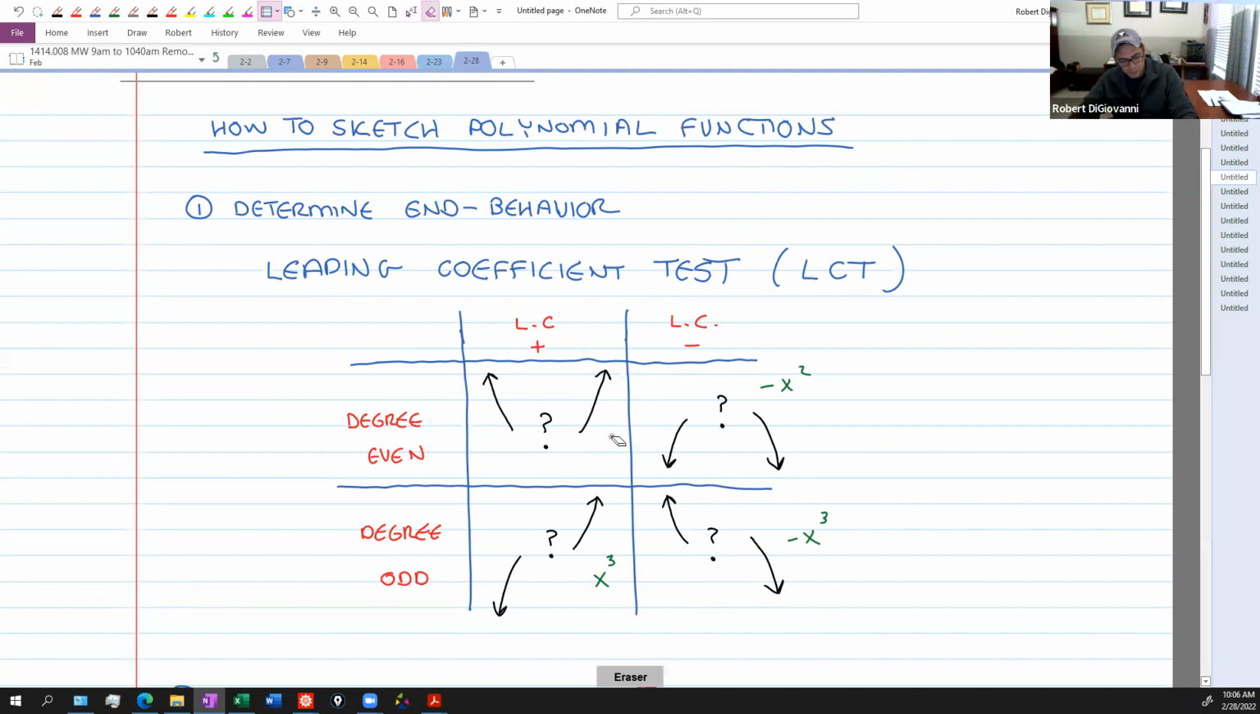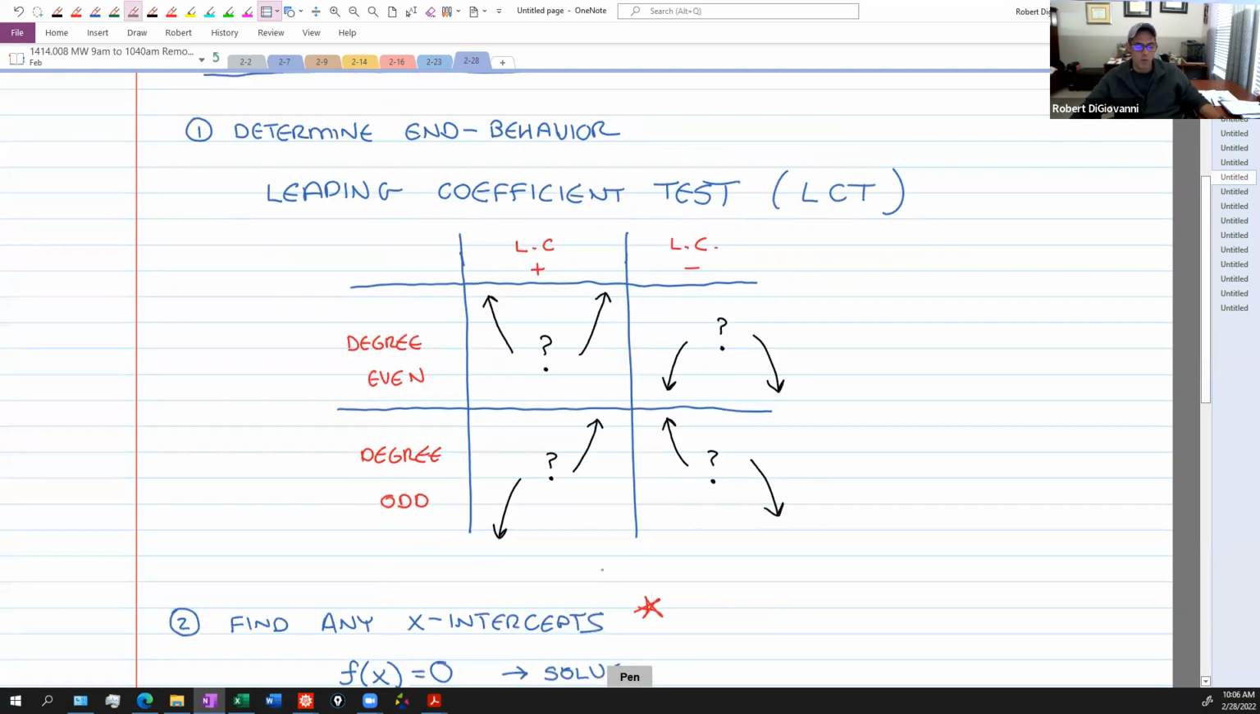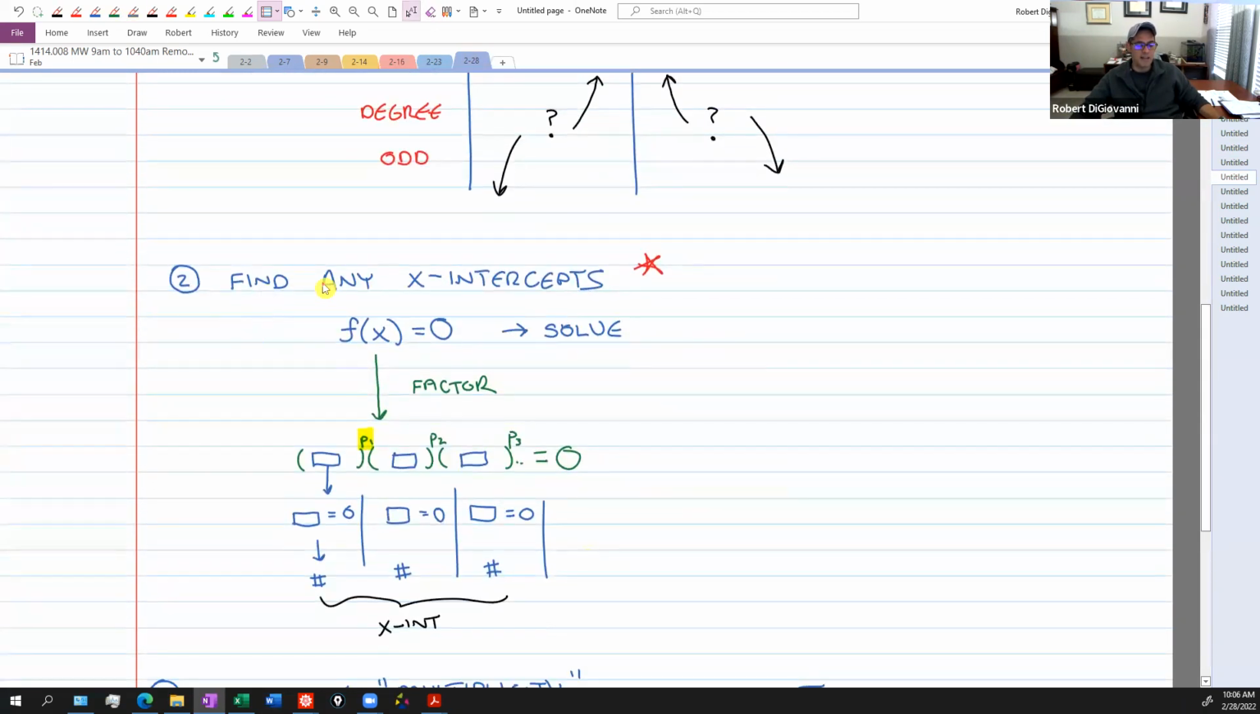After we figure that out, we're going to try and find any x-intercepts. Well, to find x-intercepts, we have to set the function equal to 0. And that is going to be the challenge. That is going to be the hard part for us because this is now a polynomial. It's not a quadratic. So we can't use our standard factoring and we can't use the quadratic formula because it's not necessarily going to be quadratic.